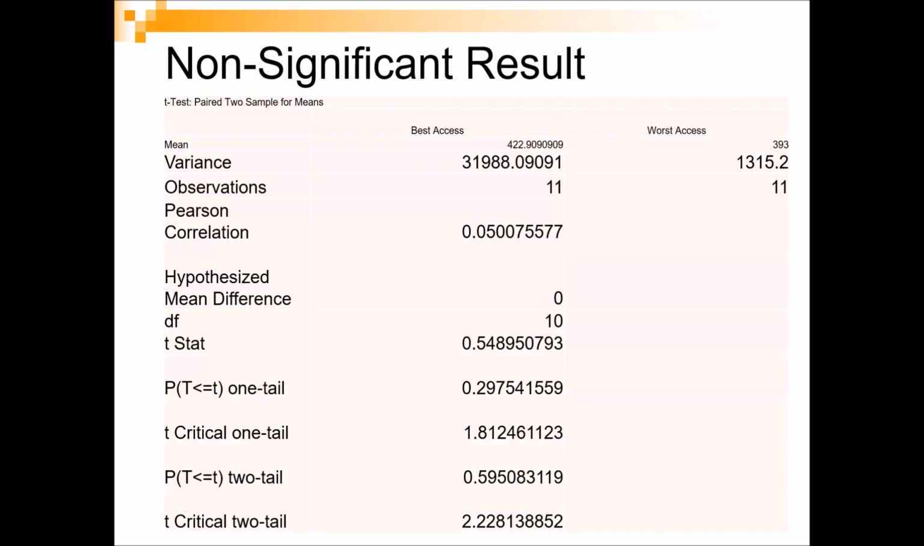Here's an example of a non-significant result. We're looking at COVID rates, and when we run it, we get a p-value of 0.595, meaning one's 393, one's 422. They're different. They're not different enough for us to say they're statistically significant. Previously, I had the equation for that, which was based on both the sample size and the variance.